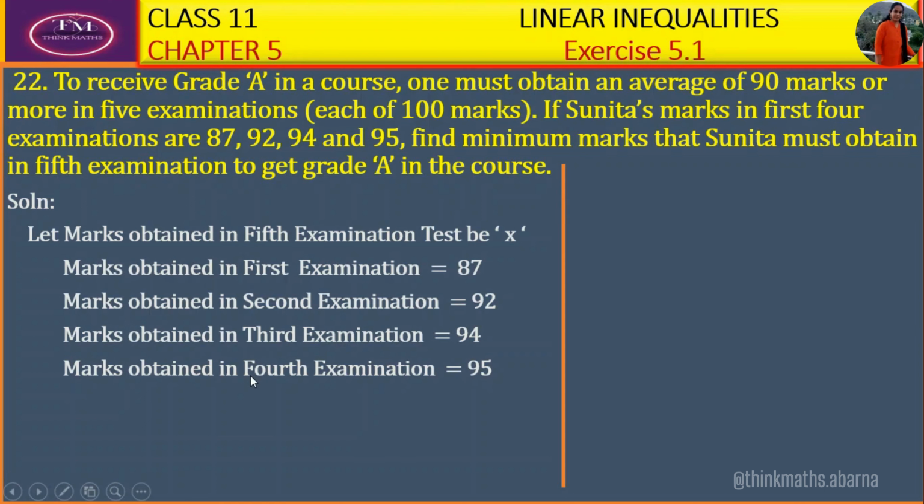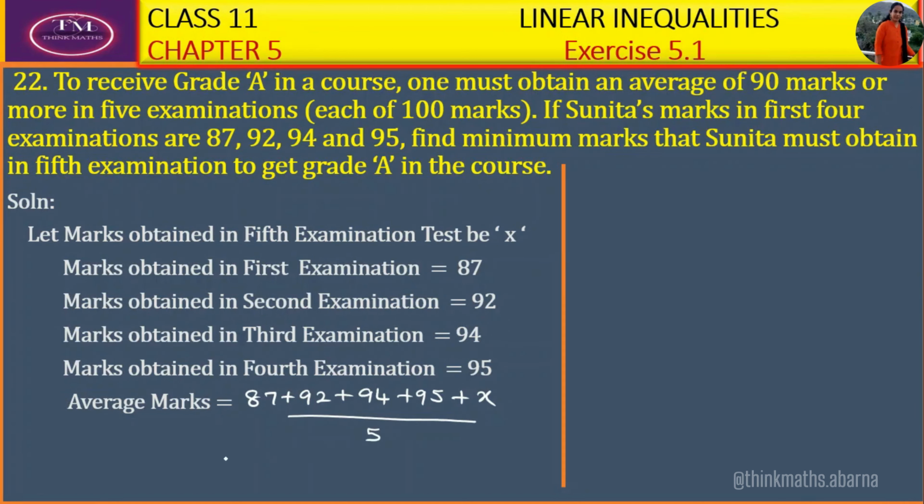Now we have to find out the average. So how to find the average? Average marks equal to, we have to add all this. How many tests? 5 tests. And we have to divide by 5. So average mark equals (87 + 92 + 94 + 95 + x) divided by 5. If you add all this, how much do you get? It is 368. So 368 plus x divided by 5. So this is the average marks.